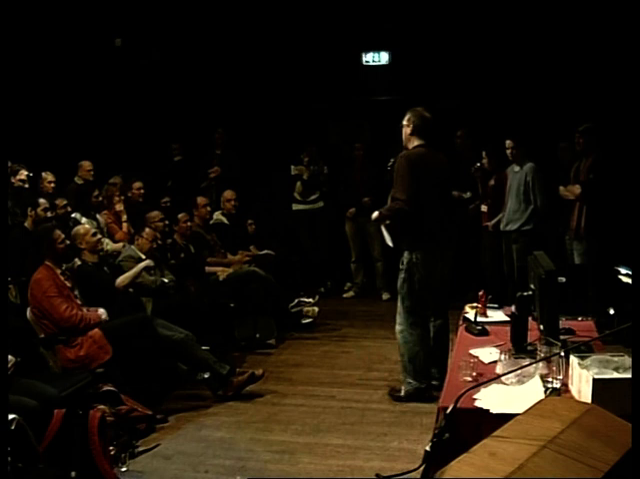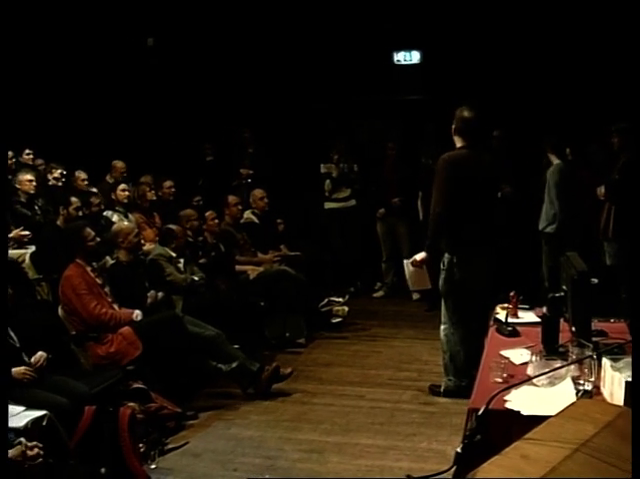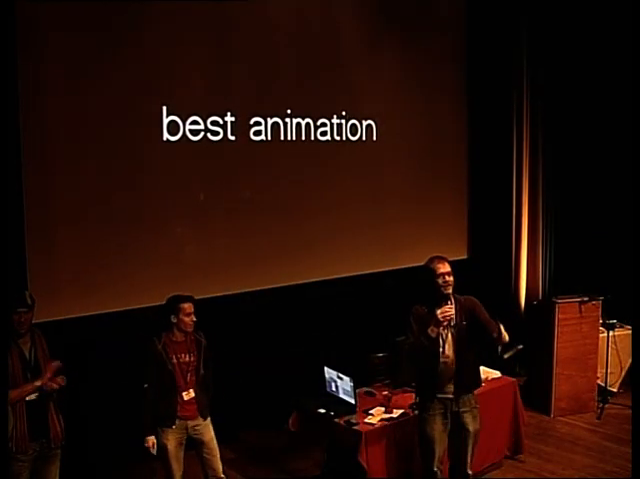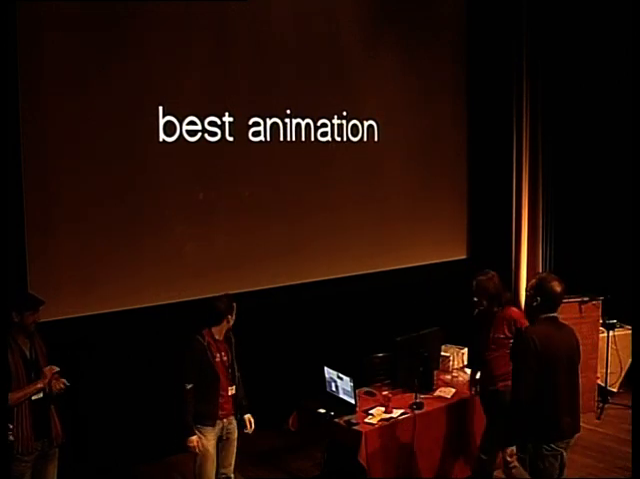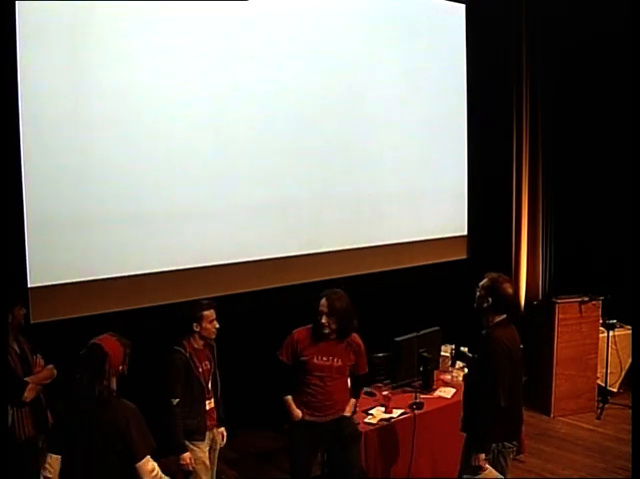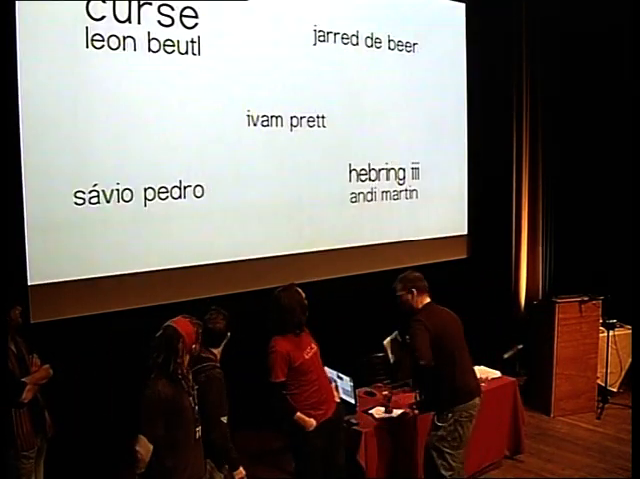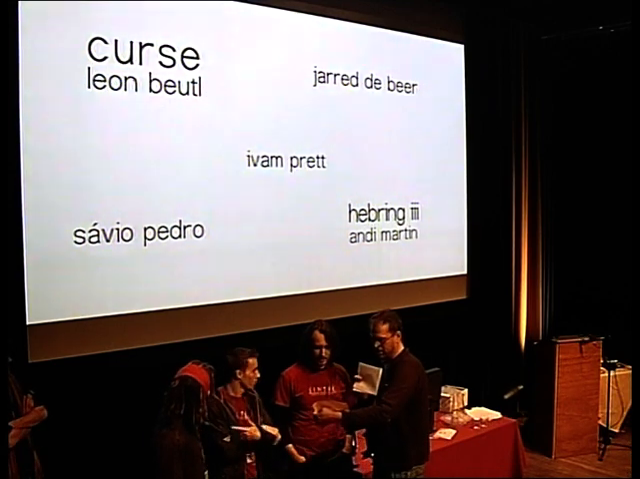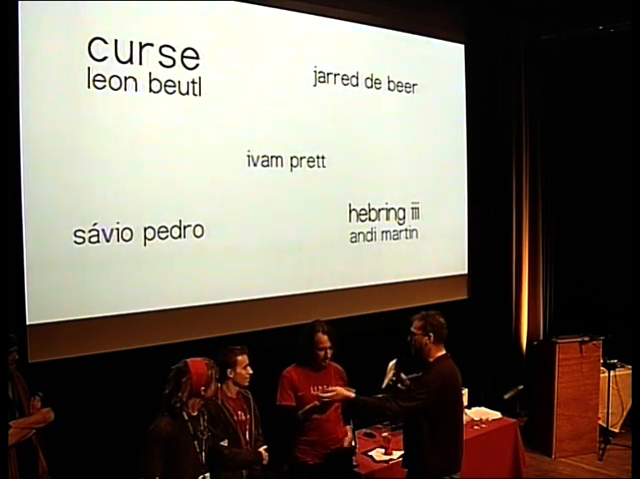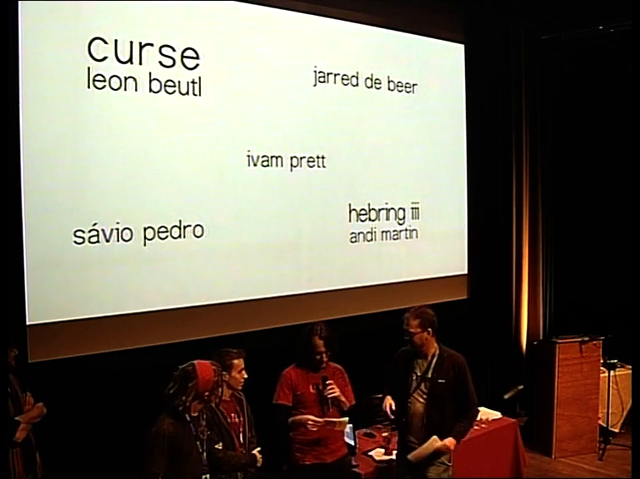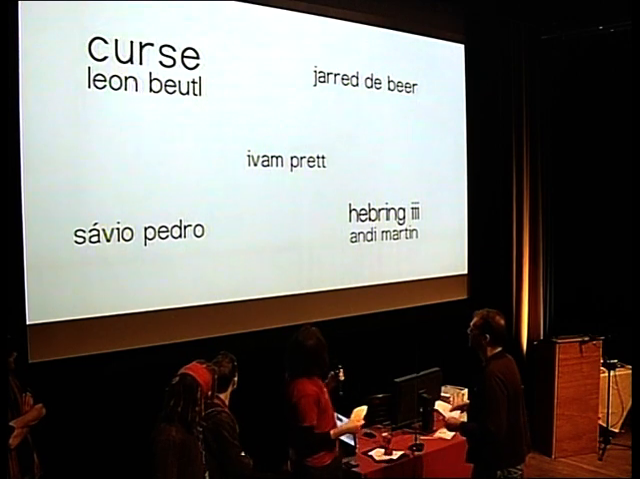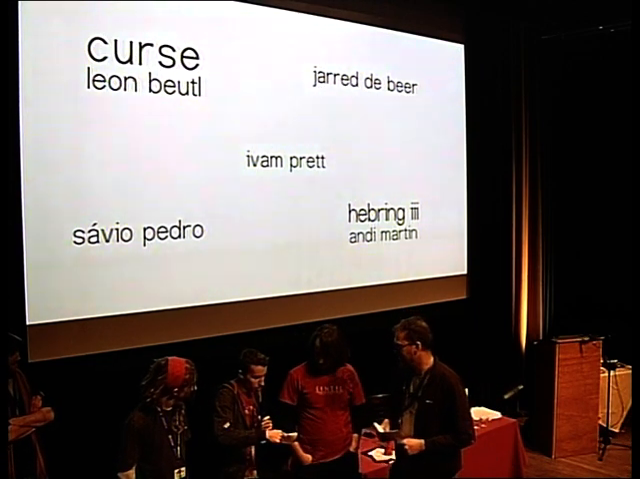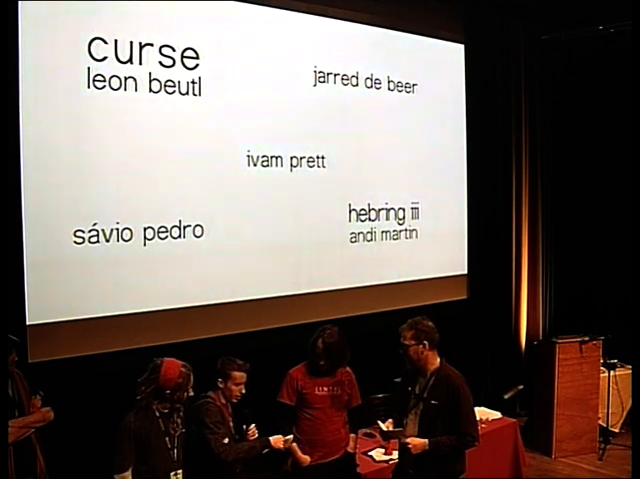So the second award is for animation. I would like to get the animators from the Durian team to come forward: Lee, Bjorn, Jeremy. If one of you, you will mention the name. Best Character Animation award. Can you mention the name and the title of the film? First up, we have Andy Martin for He Bring the Third. And next we have Savio Pedro with Untitled, two characters mimicking playing a video game.